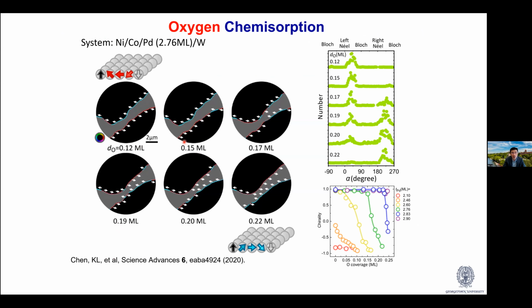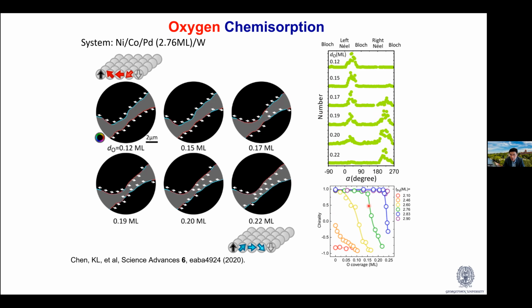In fact, we can take a closer look at this at different coverages as well. So this chart shows the evolution of the domain wall chirality as we change the oxygen coverage. On this corner, we plot the histogram of the angle the magnetization makes with respect to the domain wall normal. So this angle clearly illustrates initially we have a left-handed Néel wall, and eventually as we increase the oxygen coverage, it switches to a right-handed Néel wall. And in between there's an achiral zero DMI state.